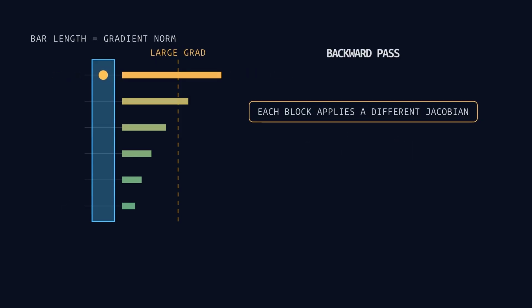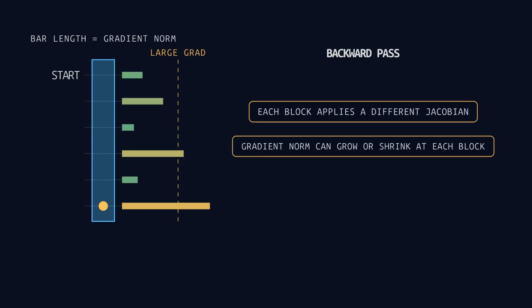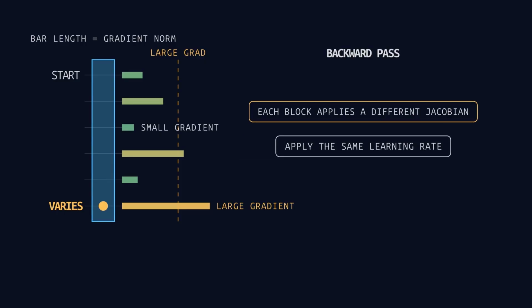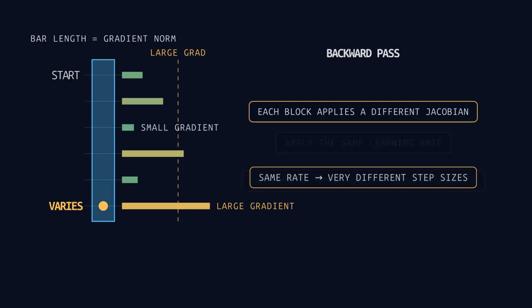Training sends a gradient back through the same stack, but not by replaying that forward multiplier. At each block, the gradient is transformed by that block's local sensitivity, called its Jacobian. One block can stretch the gradient in some directions, another can shrink it. Multiply many of those transformations together, and different layers can receive very different gradient norms. With the same learning rate, a small gradient barely changes its weights, while a large gradient can take an unstable step. The problem is not that every gradient grows. The problem is that the backward path is poorly conditioned.